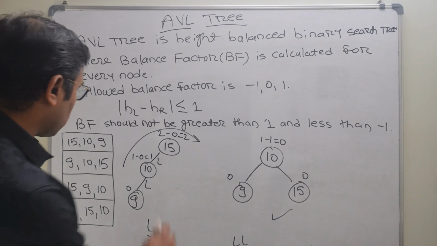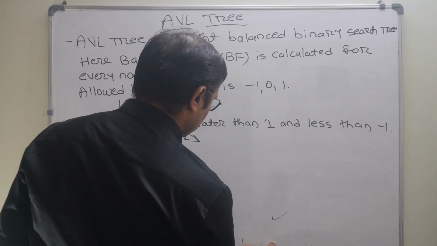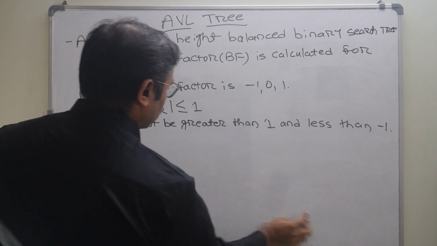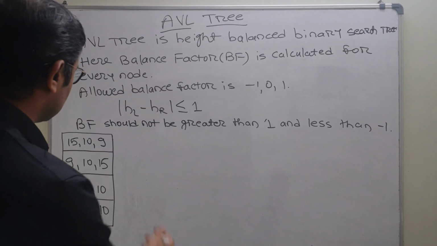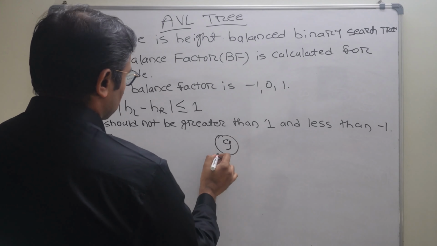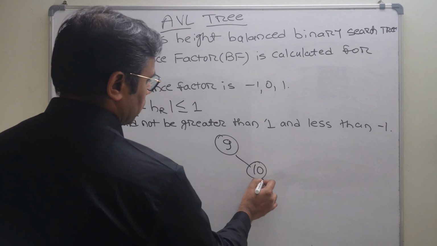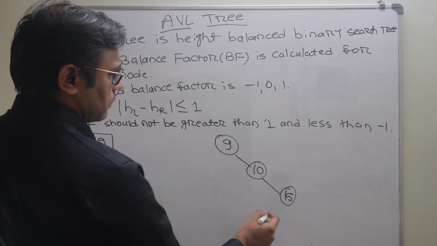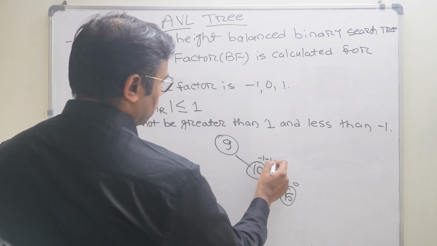I do hope you understand LL rotation. Now next is 9, 10 and 15. Let us draw the binary search tree for these. 9 will be the root node, 10 is on the right hand side, and then 15 is again greater than 10. If you again calculate the balance factor, here it is 0, and here it is -1 minus 0.